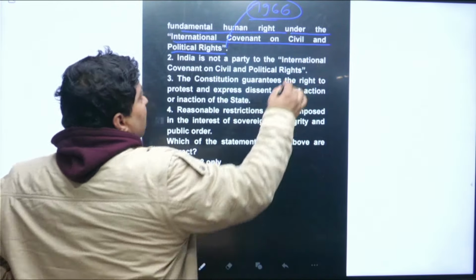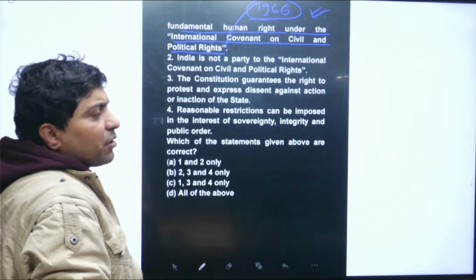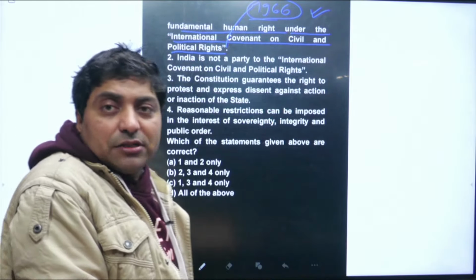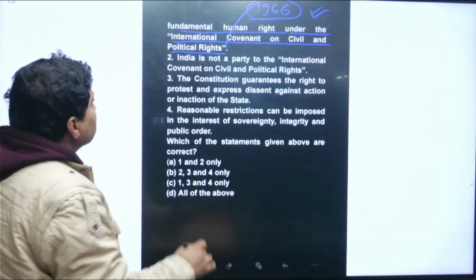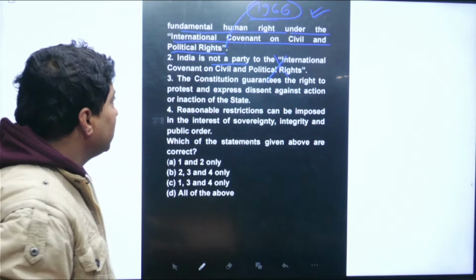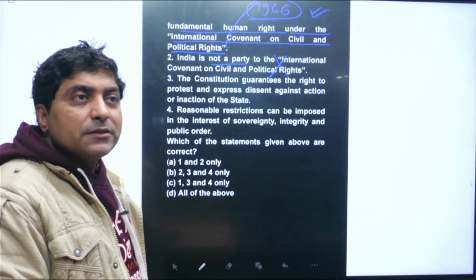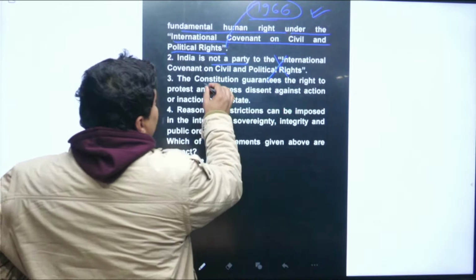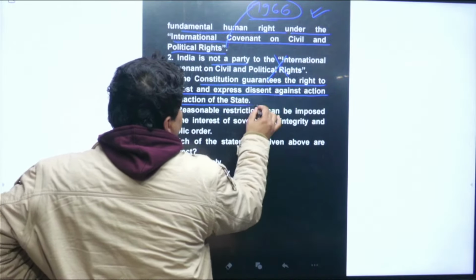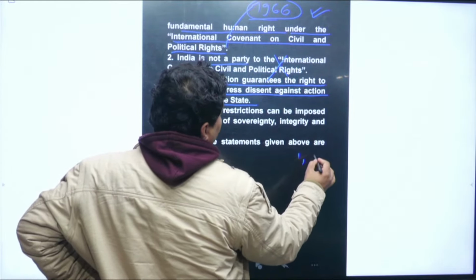So, the first is correct. Now, India is not a party to the International Covenant on Civil and Political Rights. Let me tell you, India has ratified it, India has signed the treaty. So if it says not a party, then it is wrong. India is a party to the International Covenant on Civil and Political Rights. See the third: the Constitution guarantees the right to protest and express dissent against action or inaction of the state. The Indian Constitution gives such a right. So 1 is correct, 2 is not correct, 3 is correct.